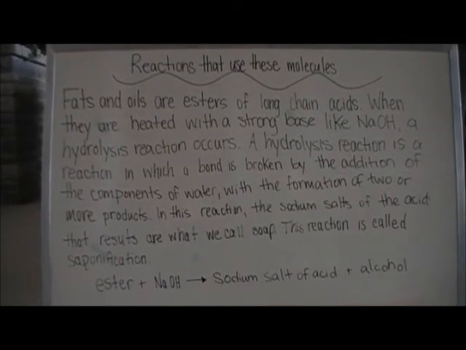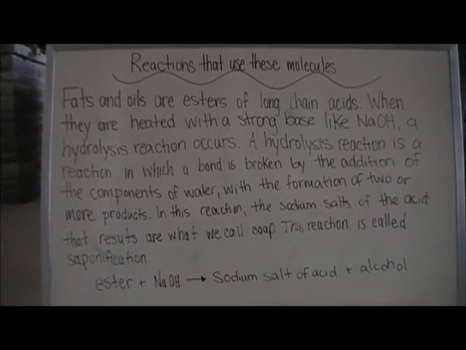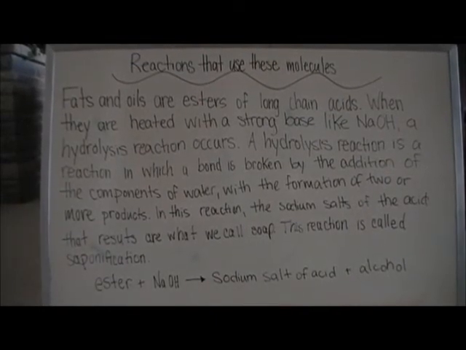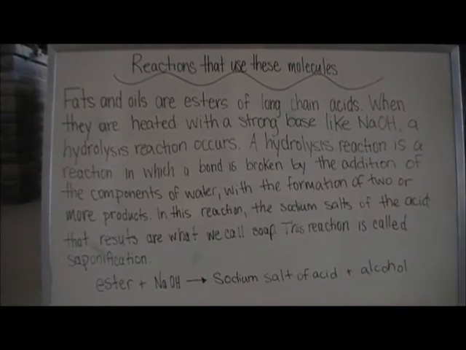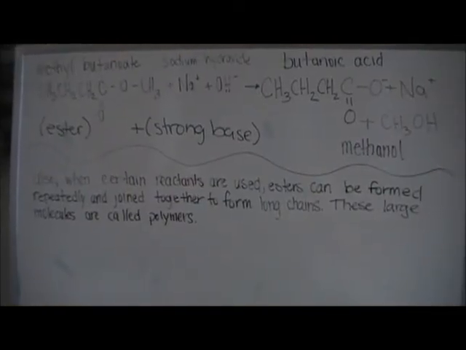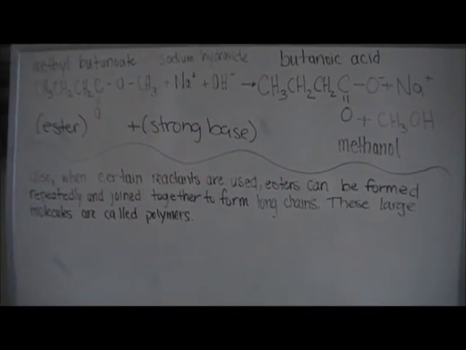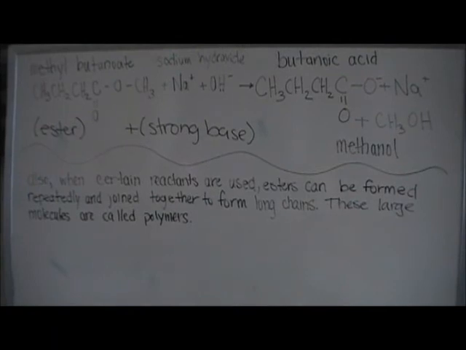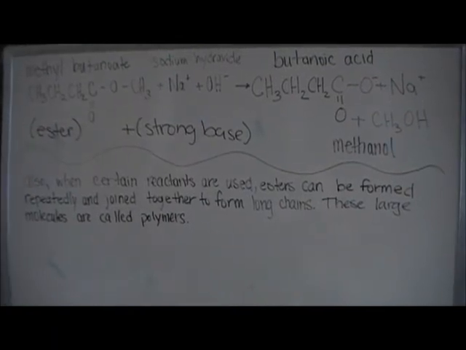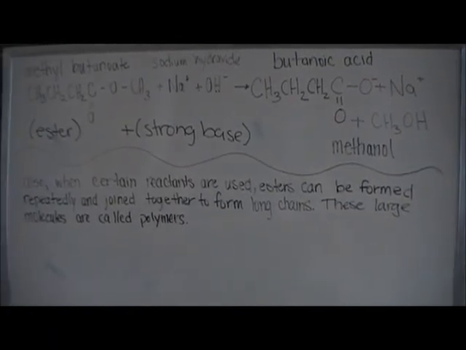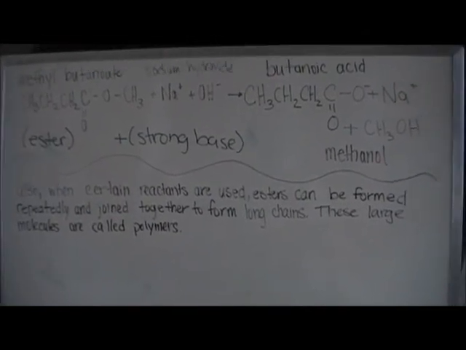As you can see in our example, the ester reacts with the NaOH to produce the sodium salt of an acid and alcohol. This example of hydrolysis combines methyl butanoate, an ester, and sodium hydroxide, a strong base, to form butanoic acid and methanol. Also, when certain reactants are used, esters can be formed repeatedly and joined together to form long chains. These large molecules are called polymers.